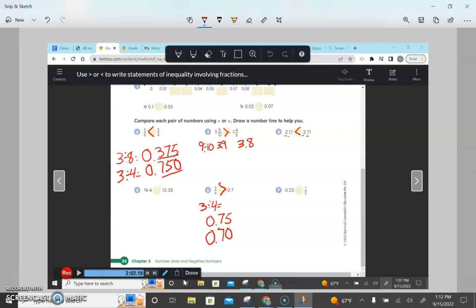So that's how you compare decimals with fractions, fractions with fractions, and also whole numbers and even mixed numbers together. One of the key things you want to do is make everything into a decimal. Use your calculator for that, and you can easily compare the inequalities.